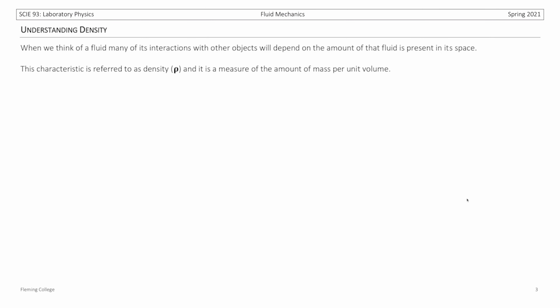When we think of a fluid, many of its interactions with other objects will depend on the amount of that fluid that is present in the space it occupies. This is the volume of the fluid. This characteristic is referred to as density. It's represented with the symbol rho, which is just a P without a shoulder, and it measures the amount of mass per unit volume. So our formula for density is that rho is equal to mass divided by volume.